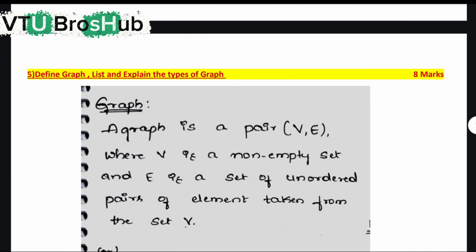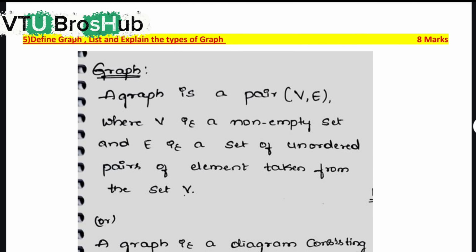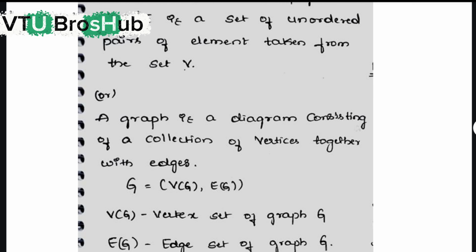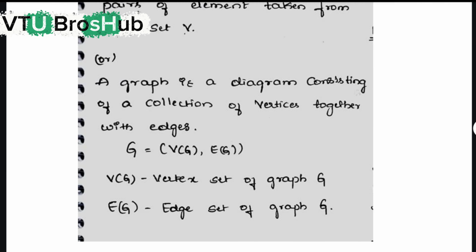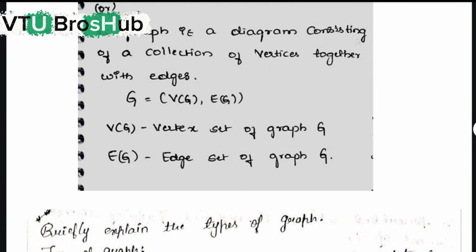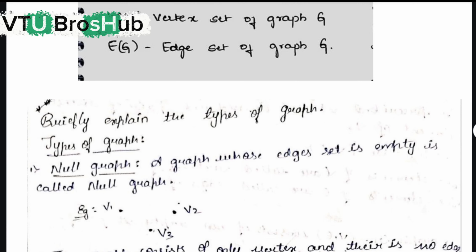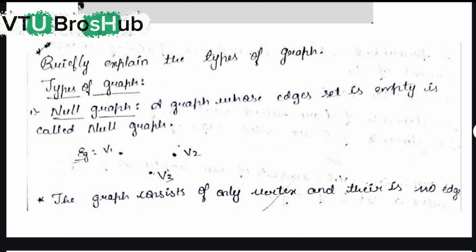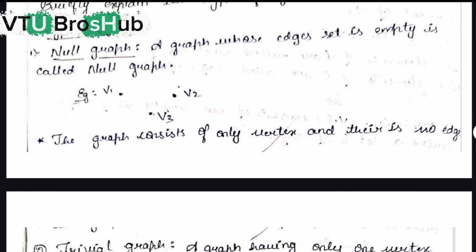A graph is a pair of sets, G = (V, E), where V is the set of vertices and E is the set of edges connecting those vertices. Think of vertices as points and edges as the lines between them. For example, cities as vertices, roads as edges, or users on Instagram as vertices and follows as edges.